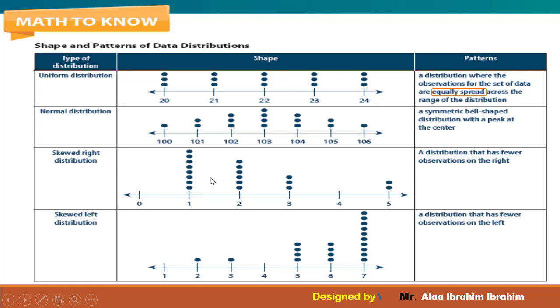Skewed right distribution. I find my data spread out, and the tail for this one is at the right, but here the tail is at the left. If the tail of the number line points right, this is skewed right, but this is skewed left. Why? Because my small numbers, the few numbers, are on the left. Okay, I think everything is clear, and this table makes it clearer for you.